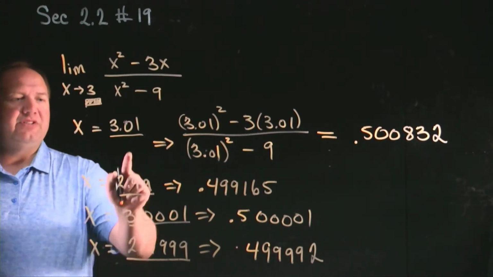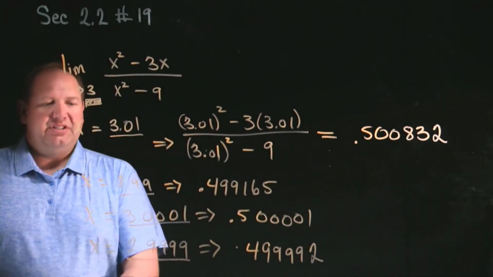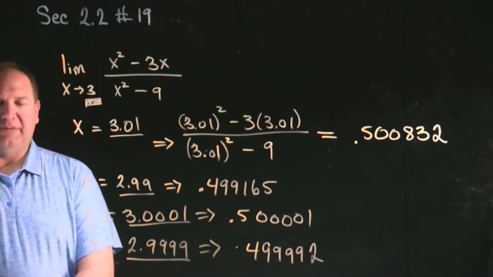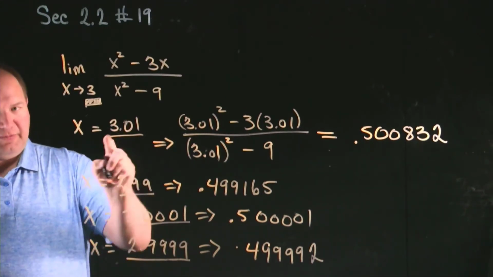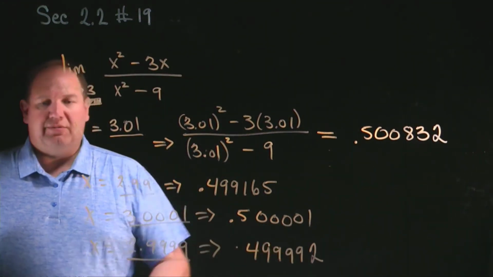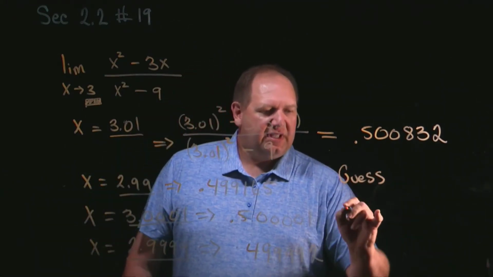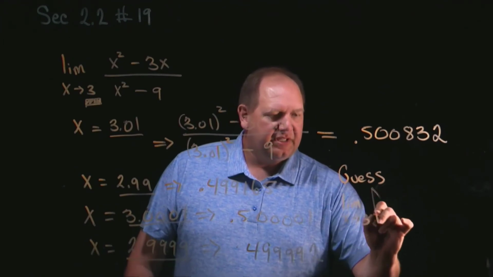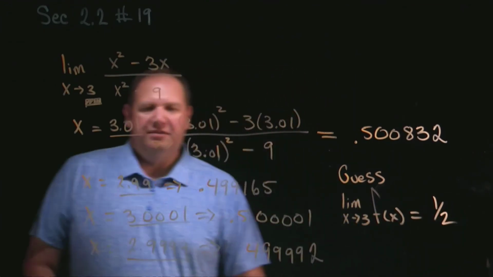And when I do that with something quite close, I got 0.5 with some digits, and then when I do 2.99, which is relatively close, I get 0.499, and 3.0001, which is a little bit closer than 3.01, I get 0.5 with more zeros and then a 1. So my guess is that for this situation, the limit as x approaches 3 of that function is equal to 1/2 or 0.5.